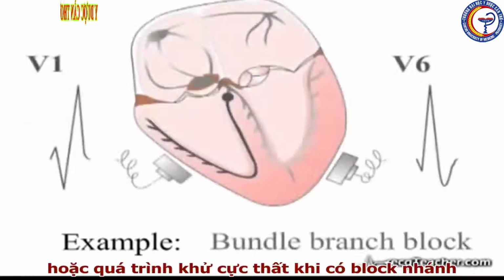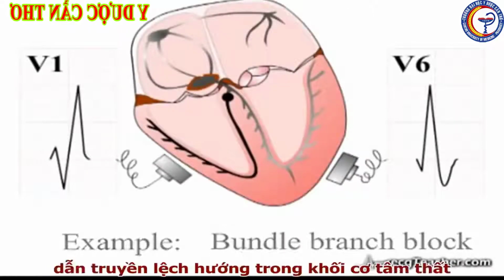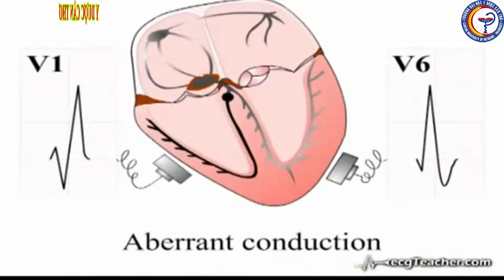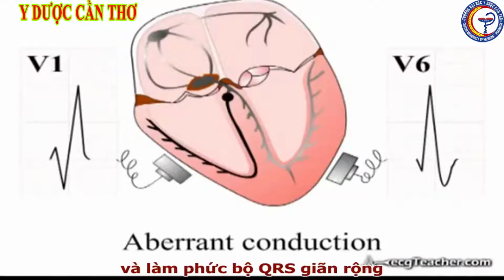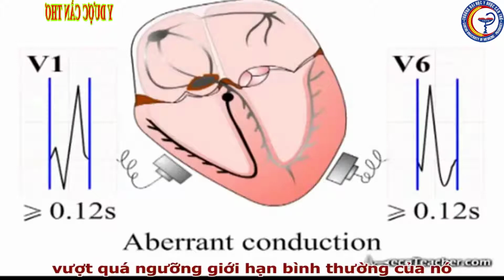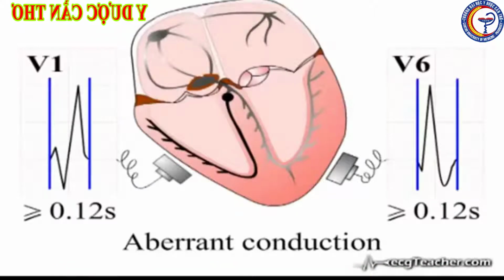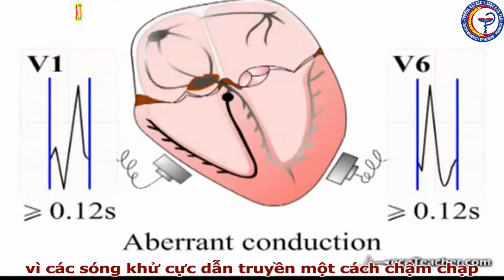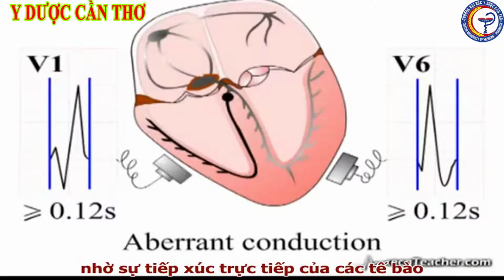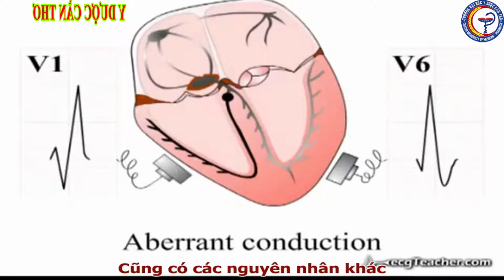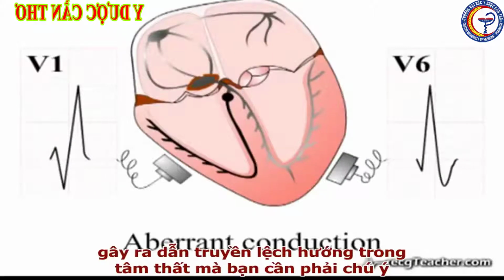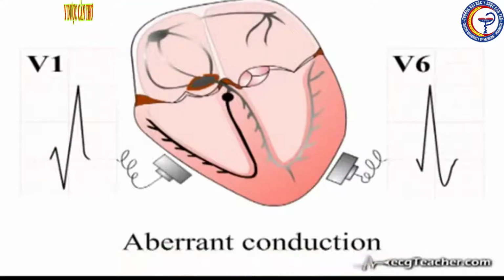a bundle branch block. In these situations, aberrant conduction within the ventricles results in altered QRS complex morphology, with widening of the complexes beyond the upper limit of normal duration as the depolarization wave spreads slowly by direct cell-to-cell contact outside the conducting system. There are other causes of aberrancy within the ventricles which you need to be aware of.